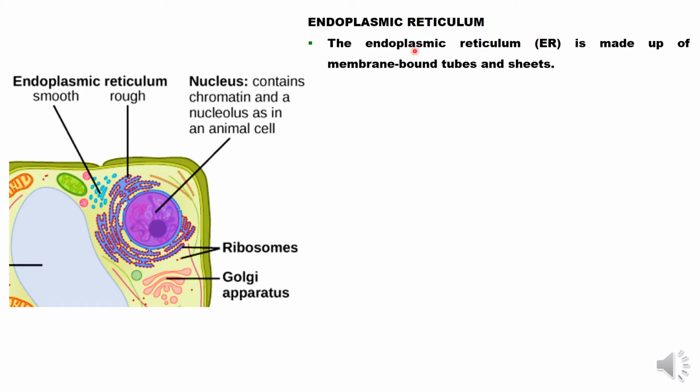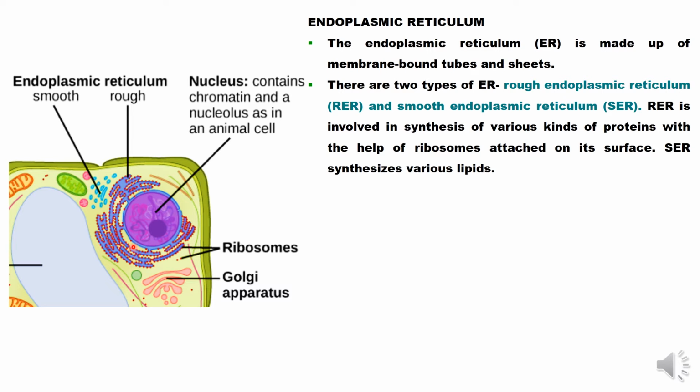Now how does it look? It looks like it has various tubes and sheets, and it is in continuation with the outer membrane of the nucleus. Then there are two types of endoplasmic reticulum: rough endoplasmic reticulum, on which you can find these dot-like structures, and smooth endoplasmic reticulum. The rough endoplasmic reticulum looks like this because these dot-like structures are ribosomes which are attached on its surface. Now children, ribosomes are those cell organelles which perform protein synthesis.